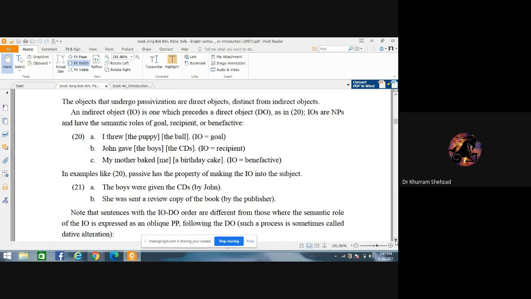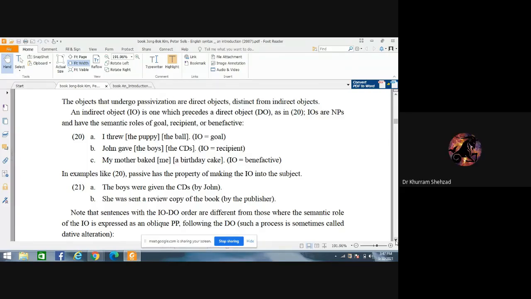But again, whether they are goal, recipient, or benefactive, we cannot say whether they can be changed into passive voice or not. If they can be changed, they will be called objects. If they cannot be changed, they cannot be called objects. Are you getting this point? Yes, sir.